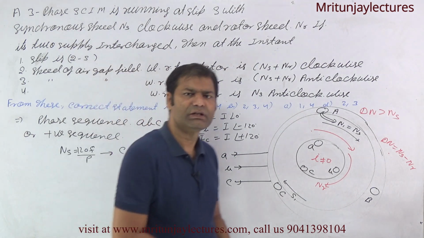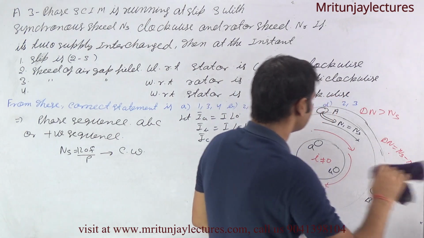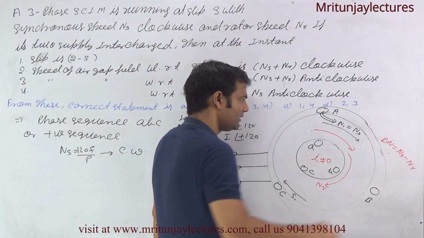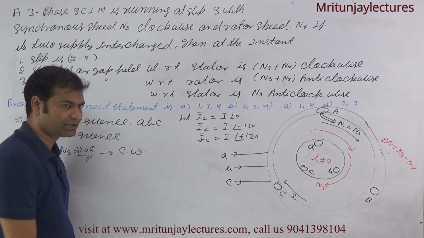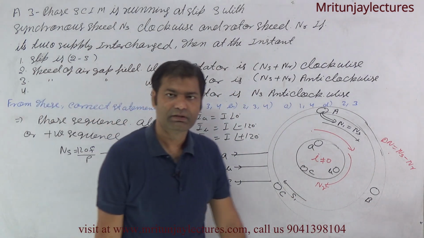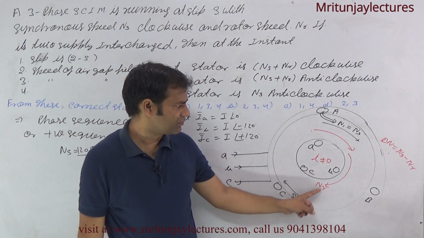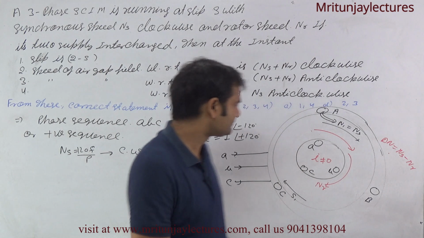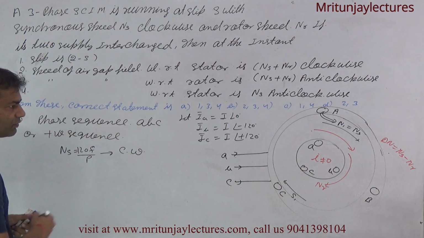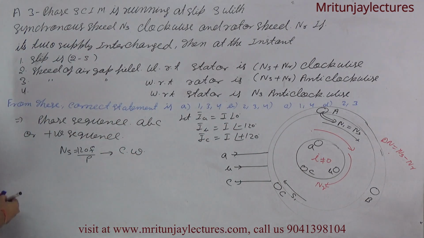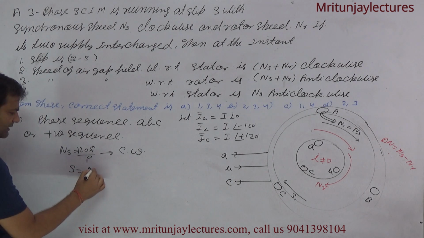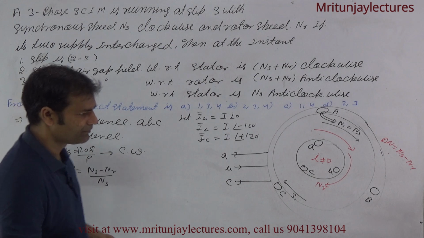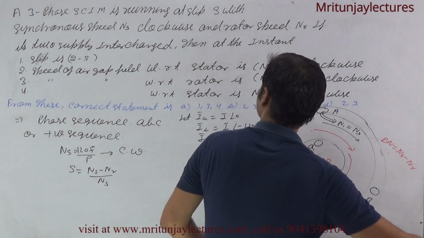If any doubt, I have already discussed in detail in the fundamental concept of the induction machine, why the induction motor rotor rotates in the direction of the stator field. Clear? Now another way: when the rotor rotates like this one, what about the slip? Corresponding to slip, that is ns minus nr divided by ns. Clear?